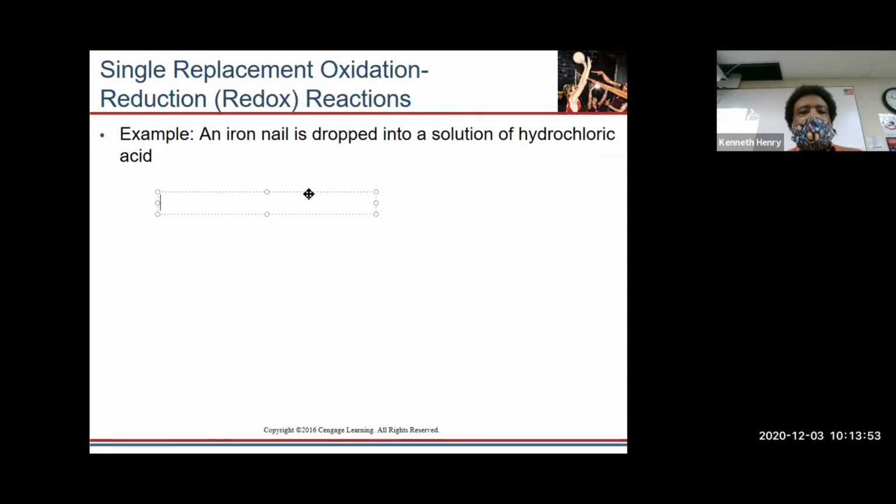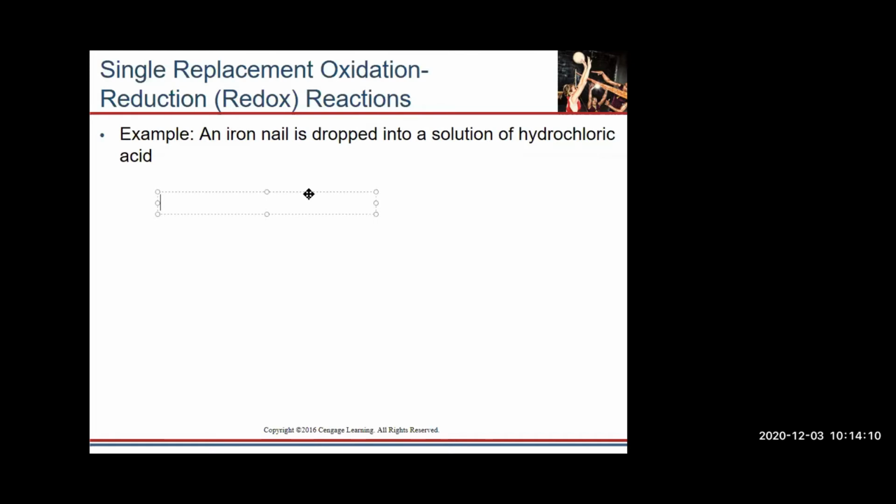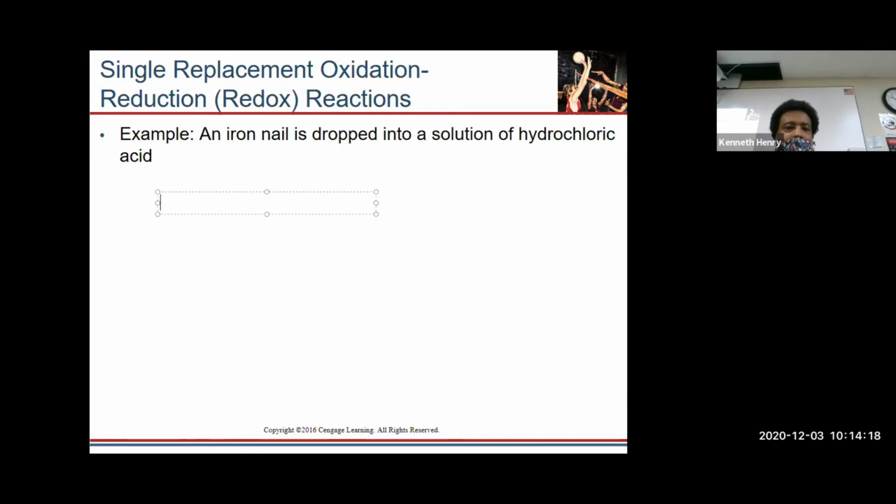Okay, so what is the first thing that we're going to do? Let me read the question. It says, an iron nail is dropped into a solution of hydrochloric acid. So we want to figure out the net ionic equation for this. So what is going to be the first thing that we're going to do? Put iron. Do you put iron plus hydrochloric acid?